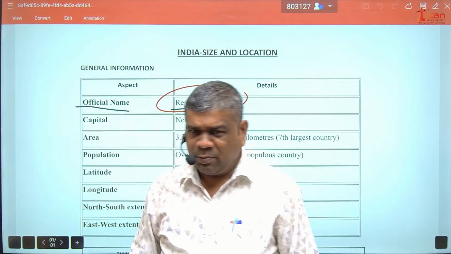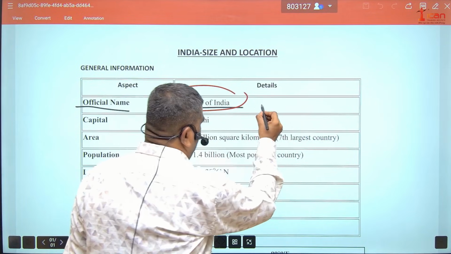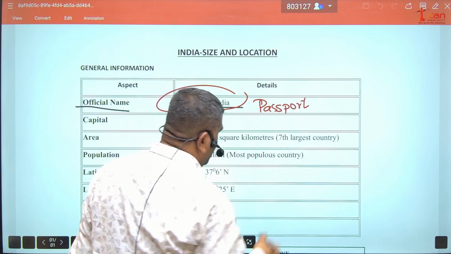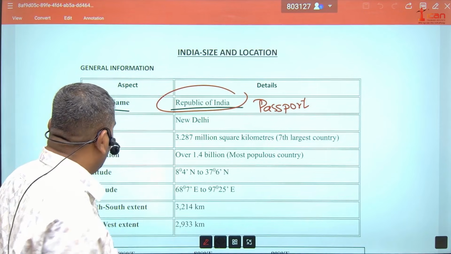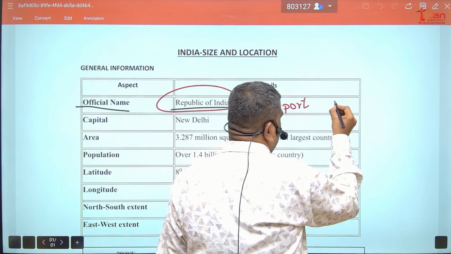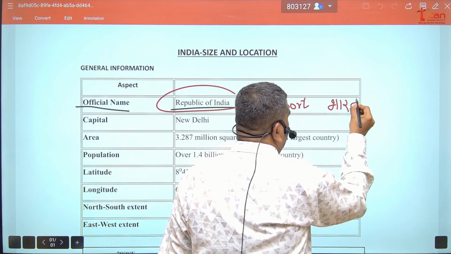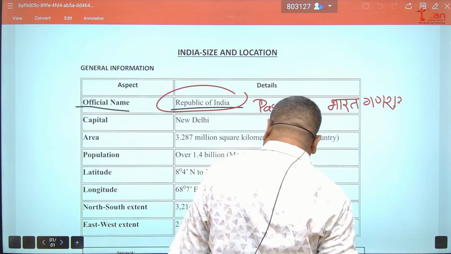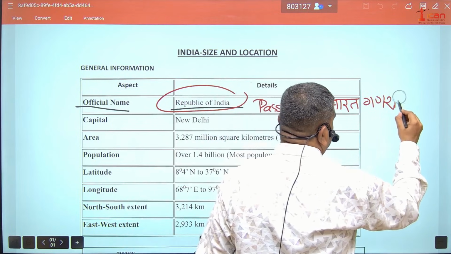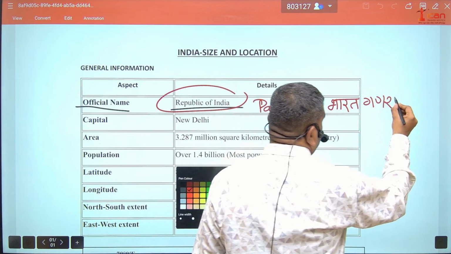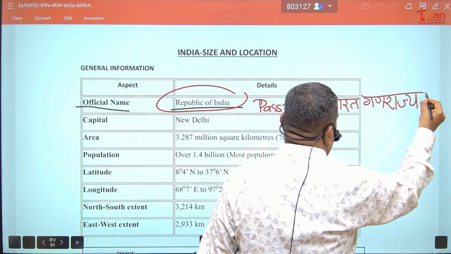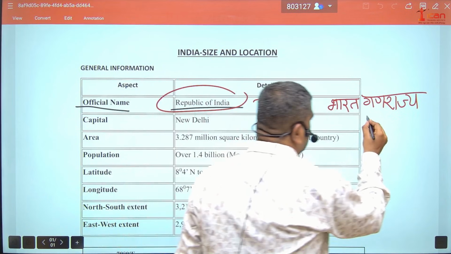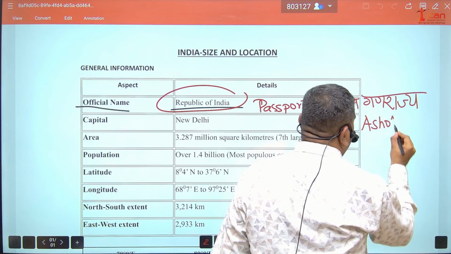Where do we find this Republic of India? We find it mostly on the passport. If you have a passport, you will see that the words are very clearly mentioned that it is a Republic of India. Apart from Republic of India, there is another name which is called Bharat Ganrajya. That is also what is written. And then there is a very prominent symbol that you see on the passport, which is the Ashok Stambha, our national emblem.